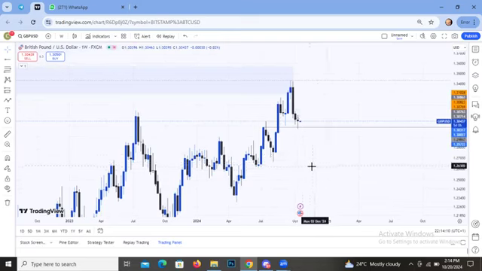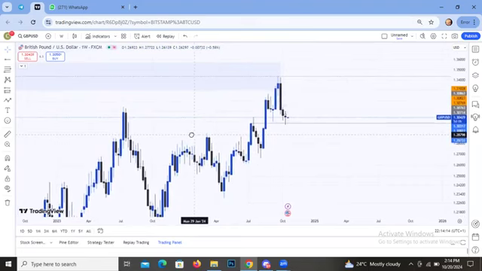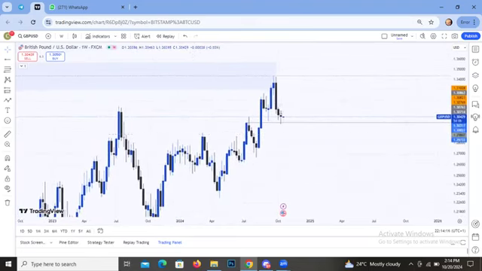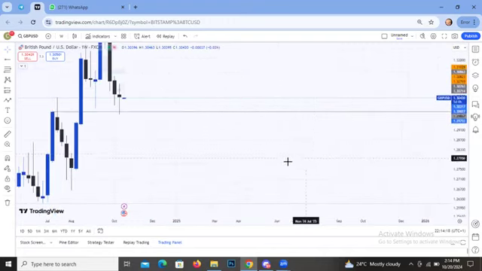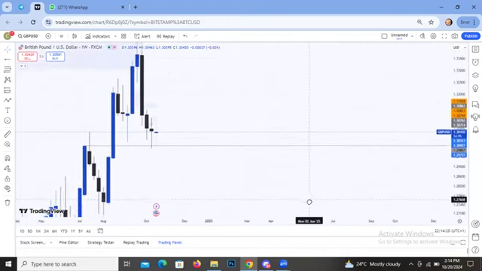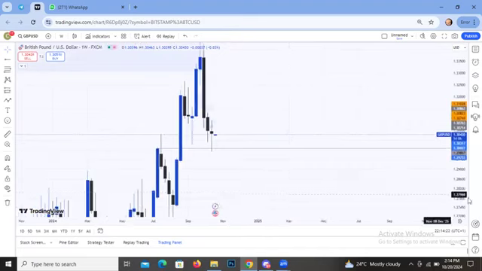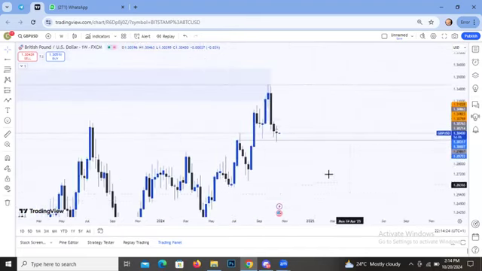Did you guys understand this? Or if you have any question, please ask. In this structure now, the market is showing that the market is downtrending, right? Yeah, the market is downtrend.